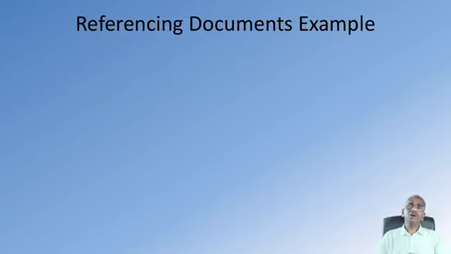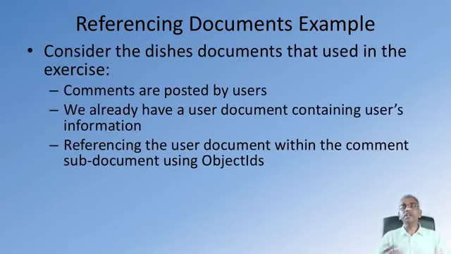To understand how this referencing of the other document in a document helps us and how it is actually structured, let's take a look at an example. In this example, we'll look at the dishes document that we have been using in our exercises. In the dishes documents that we store on the server side, we notice that we also store the comments. And within the comments, we also store an author field. And the author field explicitly contains the name of the person who submitted that specific comment.